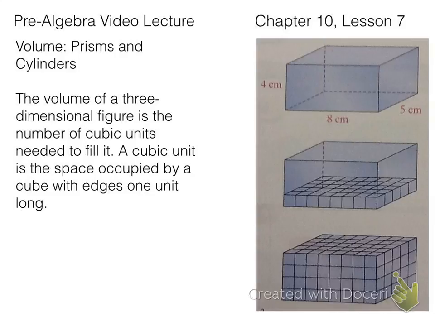The volume of a three-dimensional figure is the number of cubic units needed to fill it. A cubic unit is the space occupied by a cube with edges 1 unit long. So it could be 1 centimeter by 1 centimeter by 1 centimeter, or 1 foot by 1 foot by 1 foot, or even if you're measuring a vast amount of water, it would be a mile by mile by mile. So units can be whatever you need them to be, and sometimes they're undefined.